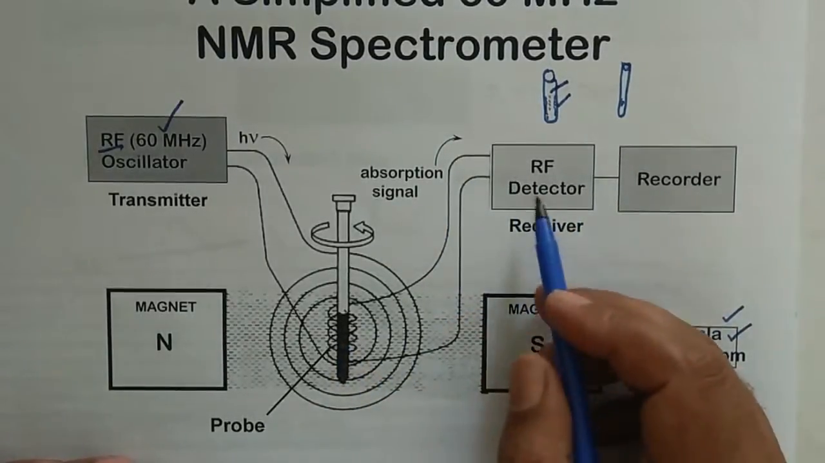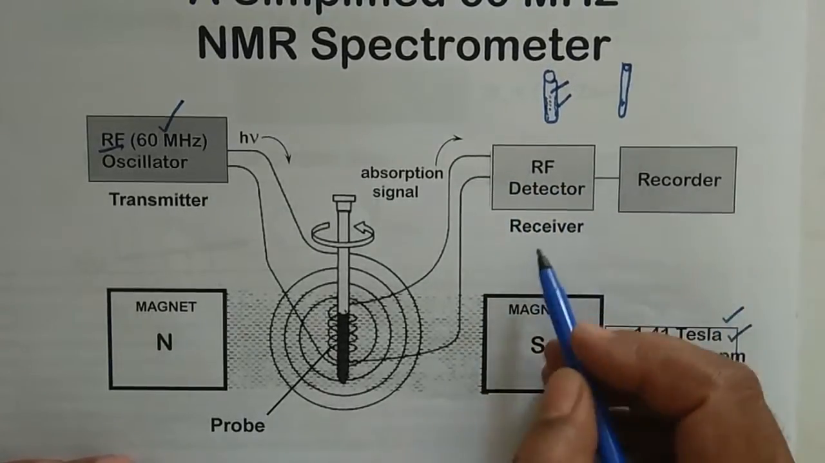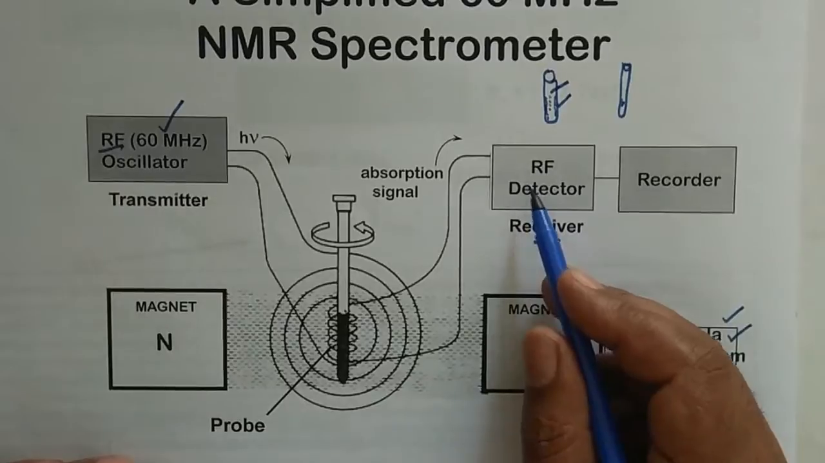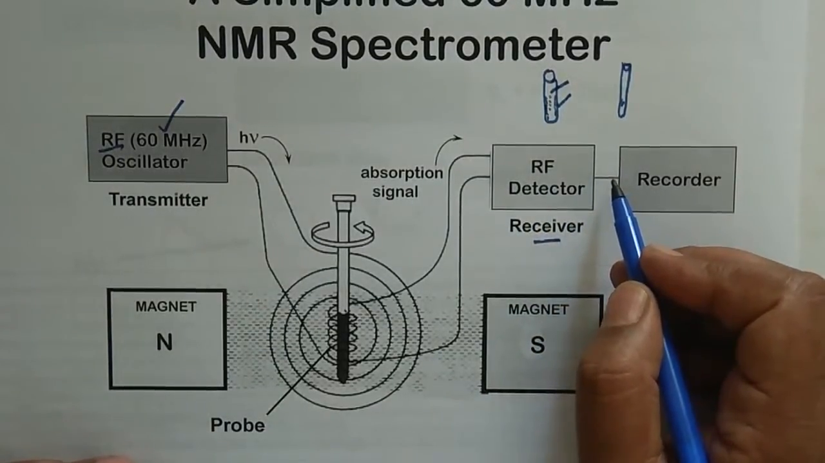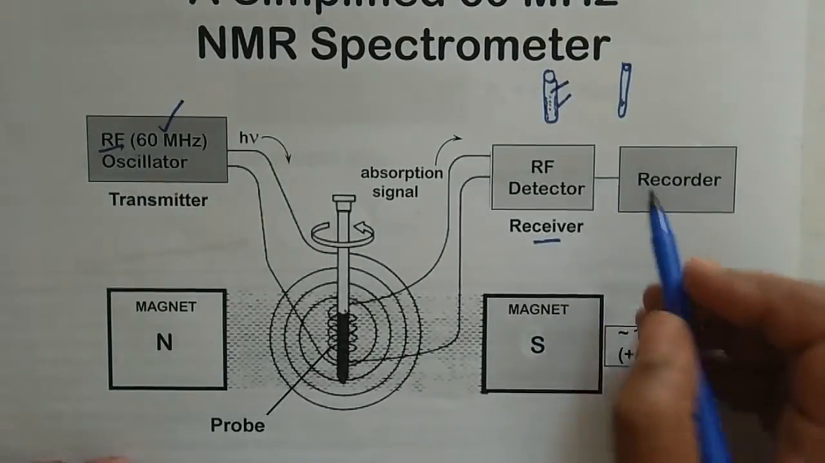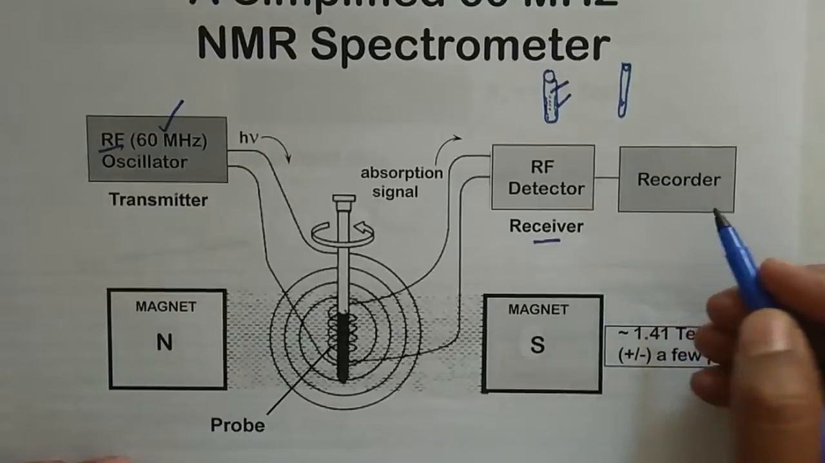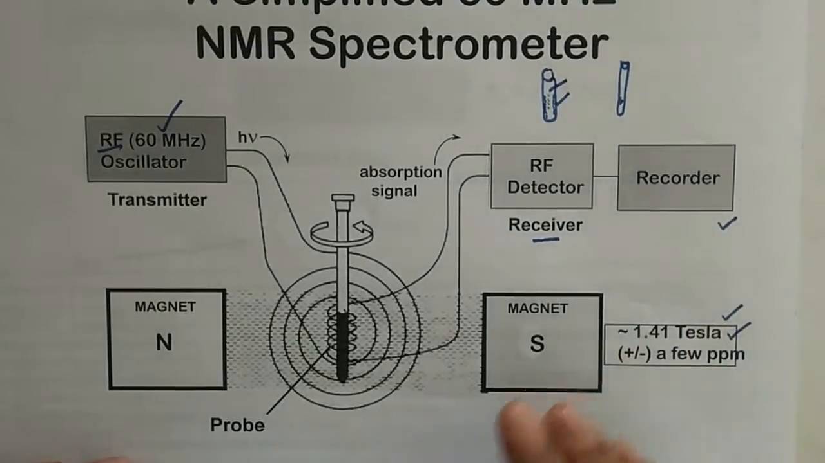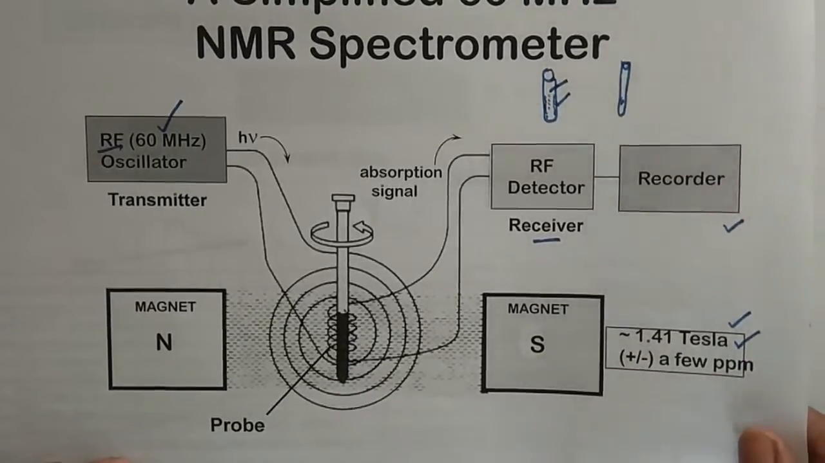Then your radio frequency detector would be there, which is a receiver. It will receive the signal, and after amplification and certain other things, though I have not shown them here, finally you will have the recorder. Recorder is nothing but a chart paper. Then you will have the NMR spectrum. So this is the old classical instrumentation of NMR spectroscopy. Now what is the problem with that NMR instrumentation?